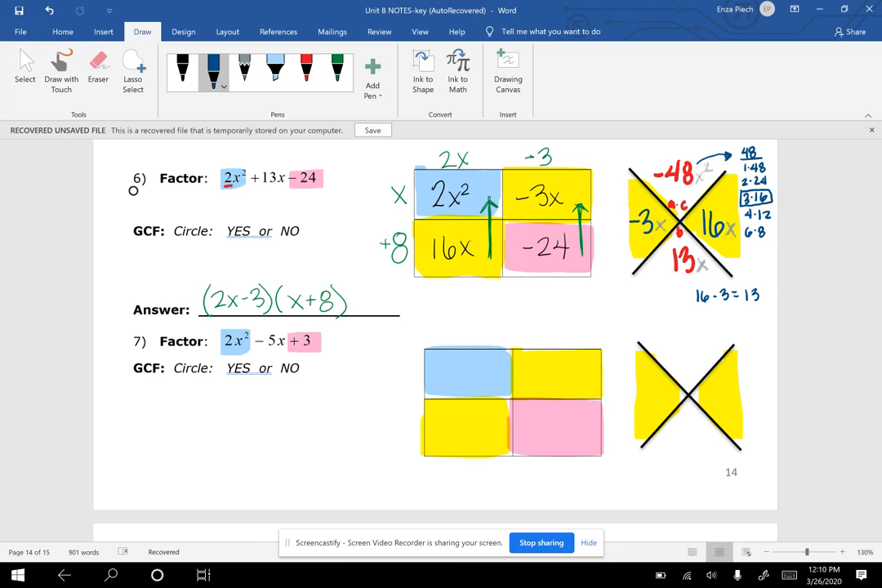So if we look here, 2 times 3 is 6, and then my b value is negative 5. I know the factors of 6 are 1 times 6 and 2 times 3. If I make both the 2 and the 3 negative, I will get negative 5 because negative 2 plus a negative 3 equals negative 5. So I have negative 2, negative 3. Big reminder, there are actually x's here.